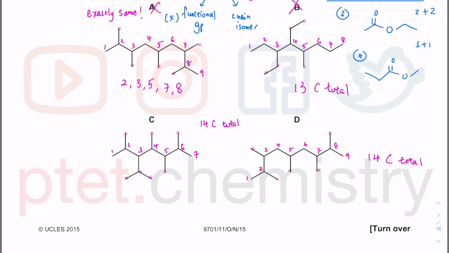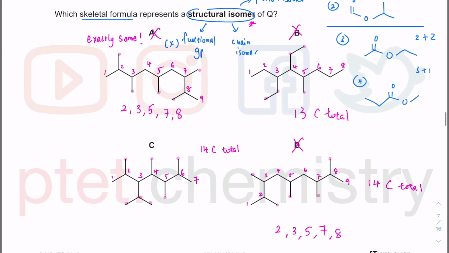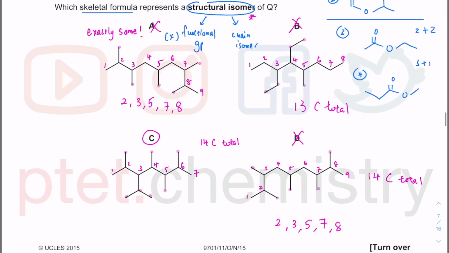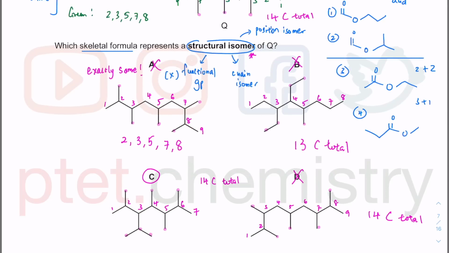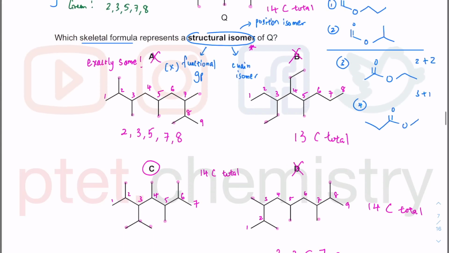I have a CH3 at position 2, 3, 5, 7, and also 8. It seems like these are the exact same positions as this one, 2, 3, 5, 7, 8. So this is the same as that, and because this is the same as that, this is the same as that. So D cannot be the answer, which means C must be the answer. Okay, I hope that makes sense to you. Why C is the answer and not D and not A, because these two are exactly the same as this question. B cannot be the answer because of 13 carbon total there. Count it for yourself.